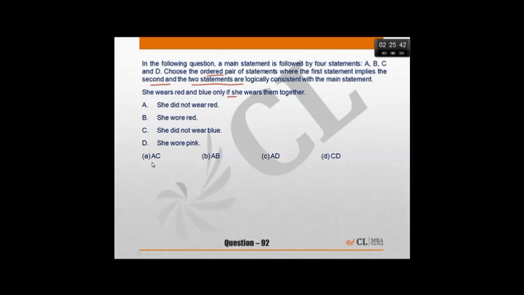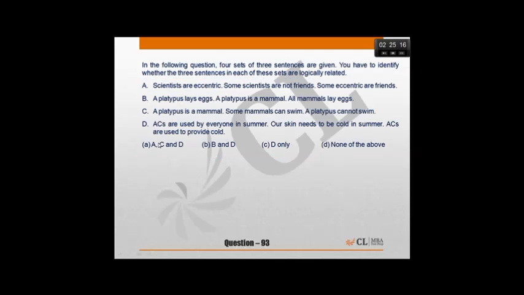Let's look at the choices straight away. AC: she did not wear red, she did not wear blue. Okay, this is logically consistent, but let me look at the other choices also. A, B: she did not wear that, she wore that, this is in any case illogical. A, D: she did not wear that, she wore pink, not connected, pink has got nothing to do with this. Choice D also should be incorrect because it has that pink item. So in any case, the correct answer has to be choice A.